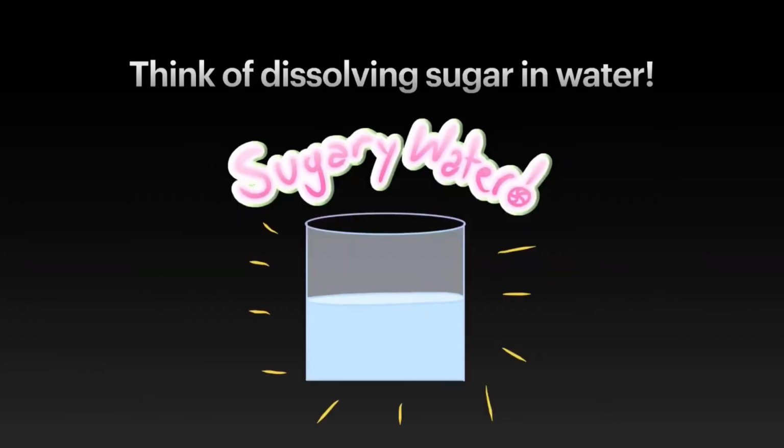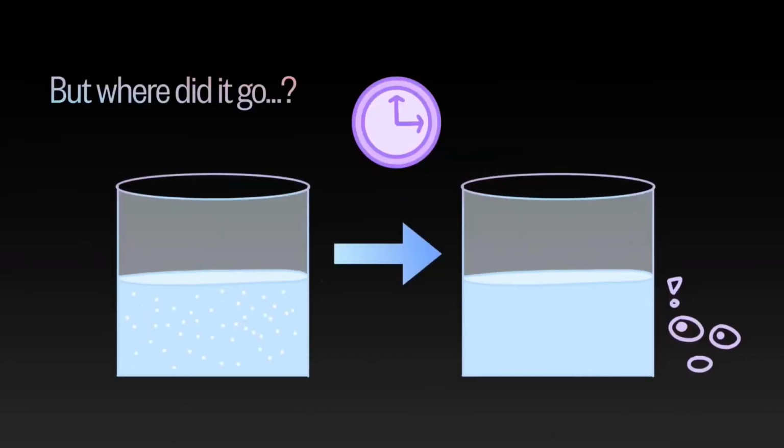Think about a cup of sugary water. If you get a cup of water, heat it up, pour some grains of sugar in, and mix them together, you will notice that after a while, the sugar grains aren't visible anymore. However, they are still there. If you taste the water, you can still feel the sweetness in it. This is because sugar dissolves in water.